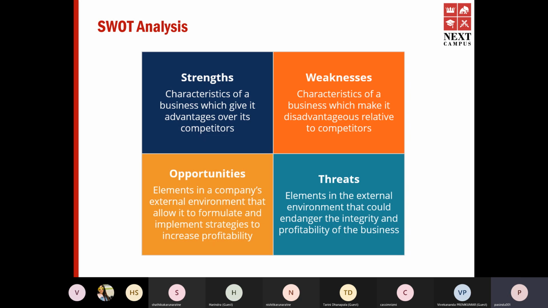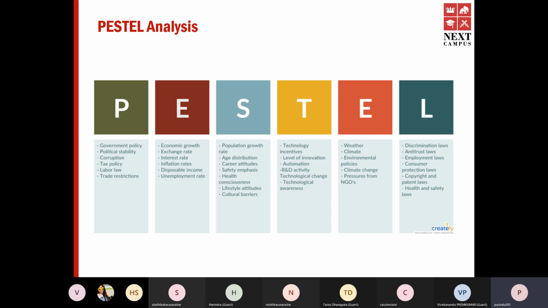But the PESTEL analysis, we'll spend maybe 2 minutes on this. Generally, when it comes to new projects, for example, if you are going to a new territory, if you are moving your operations to a new location, it's good that you do a PESTEL analysis.